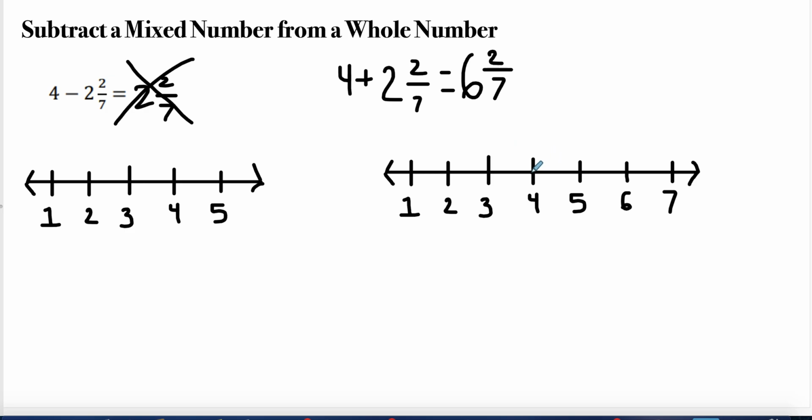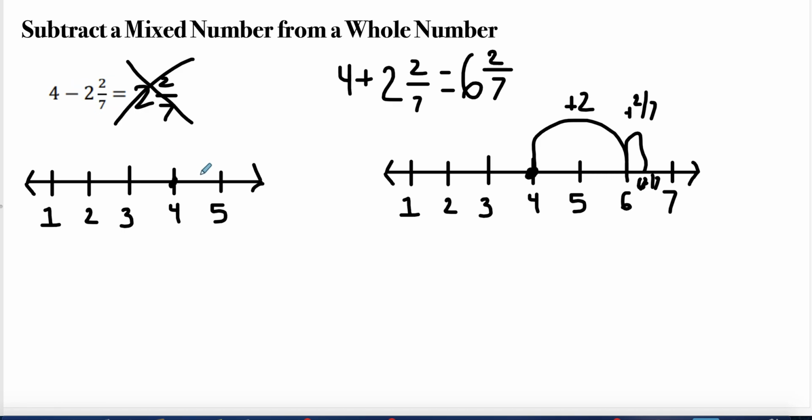So if I'm starting at 4 and I want to first add 2, so a jump of 2, and then I want to make a jump of 2/7, I'm just approximating here. I would land at 6 2/7. So that would work.